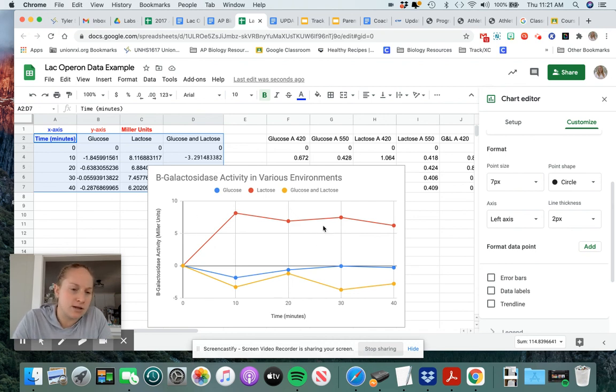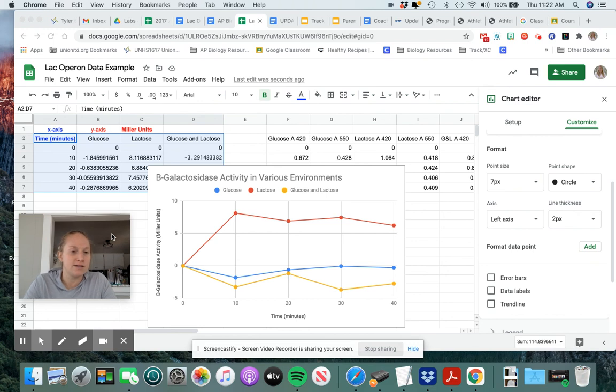Again, you can get rid of those disgusting grid lines if you would like to mess with that. I'm not going to in this video, but this is how you analyze your results for the Lac Operon lab. Come to me if you have any questions over any of this.